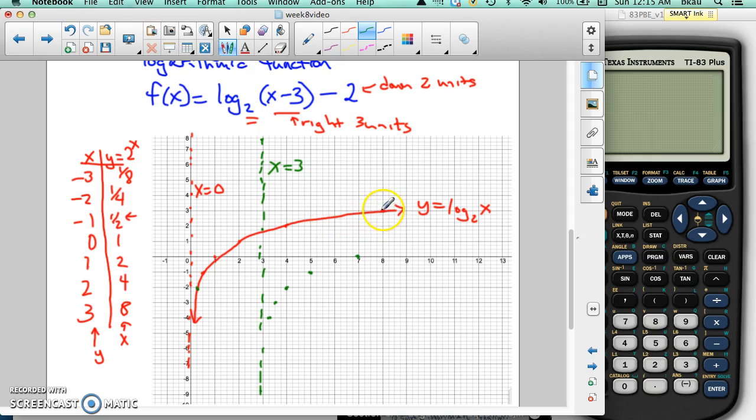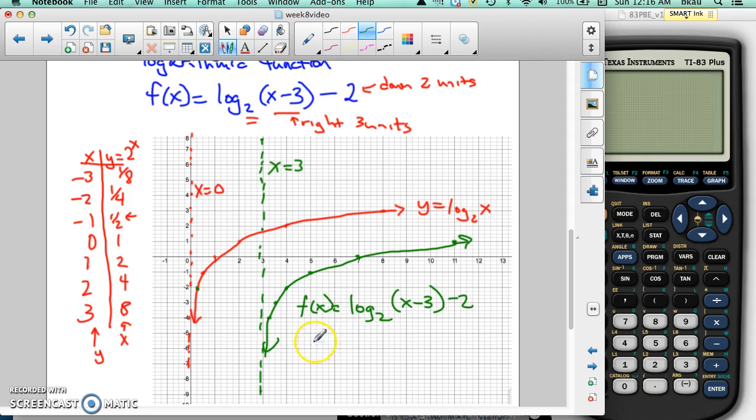And then this is my last point. We're going to go over 3, 1, 2, 3, and then down 2. 1, 2. Goes through there. So my graph is going to look like this. Shifted graph. So this is going to be my f of x equals log base 2 of x minus 3, minus 2. I just shifted all my points that I had from the chart here. I shifted them right 3 and then down 2.